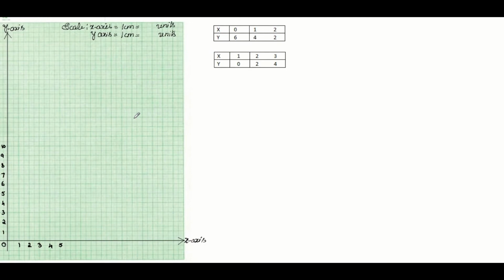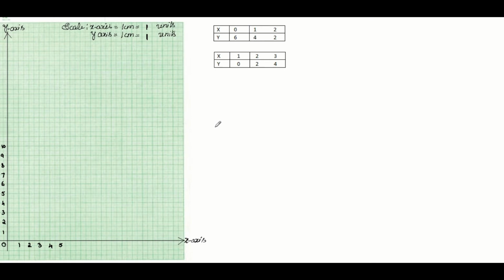Moving on to the graphical representation part. Here the x-axis and y-axis are already drawn. The maximum number on the x-axis is 3. I have taken 1 centimeter apart, or 1 unit itself, from 1 to 5. So on the x-axis 1 centimeter is equal to 1 unit, and on the y-axis also 1 centimeter is equal to 1 unit. On the y-axis the maximum number is 6, and I have taken from 1 to 10 here.